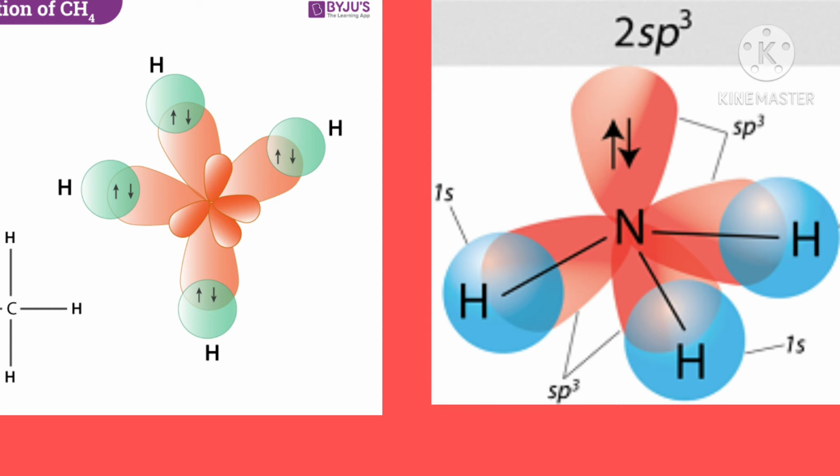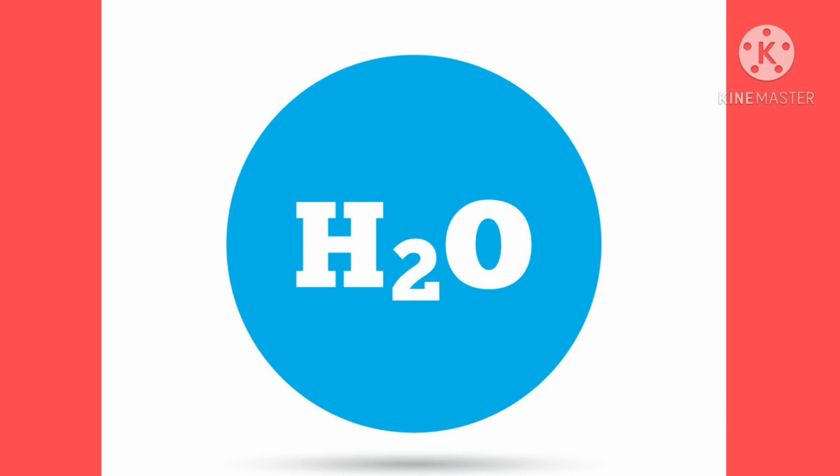A lone pair means a pair which is not participating in the covalent bond present in ammonia, and this lone pair occupies more space around the central atom. So there is a decrease in bond angle in the case of ammonia, and the shape of ammonia is trigonal pyramidal. Next we will see the shape of the water molecule.